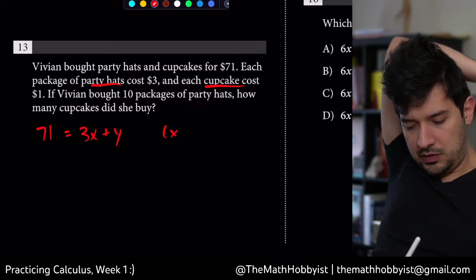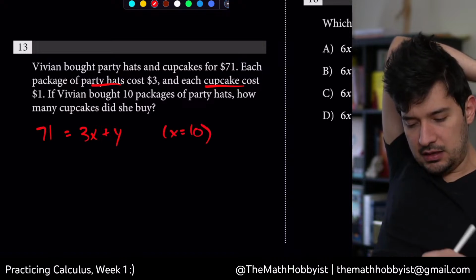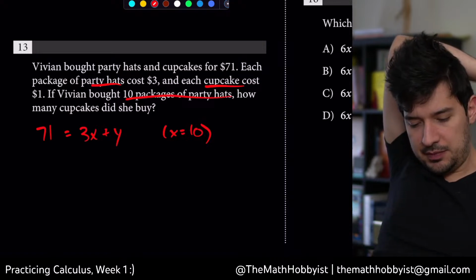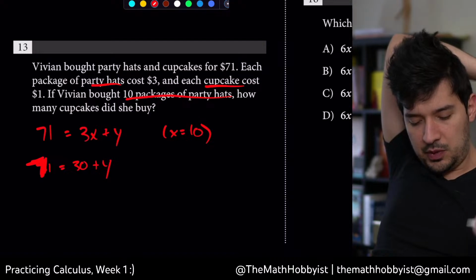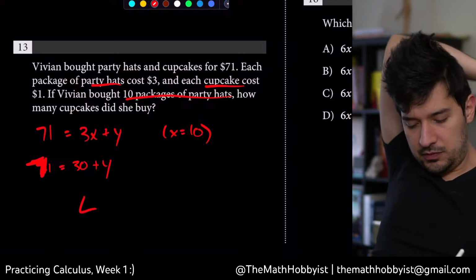So hats was x equals 10 here. How many cupcakes? So 31 equals 30 plus y. Y is... Oh, wait, no, sorry. Okay, I'm getting ahead of myself. 71 equals 30 plus y. Y is 41. So 41.